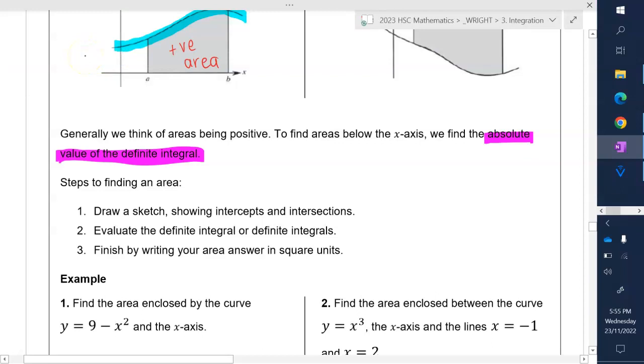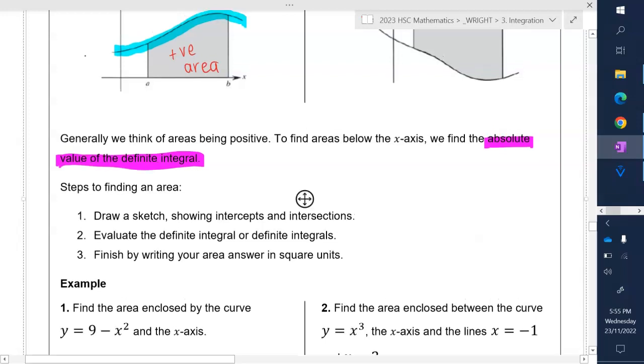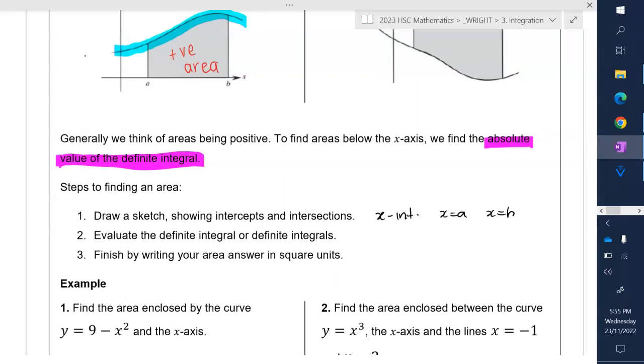So there's a few steps that we need to do. We want to sketch or draw the function that we've been given. And I want you to try and do that with most of your questions anyway, so you're really not getting confused. You know what you're looking at. We want to show the intercepts and the intersections. We need to particularly show our x-intercepts because that's going to give us what our x equals A is and what our x equals B is. It's going to give us our A and our B, which are our upper and our lower limits when we're bounded by the x-axis for the area.